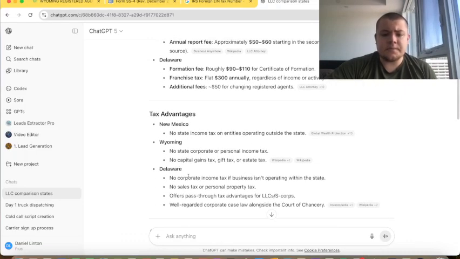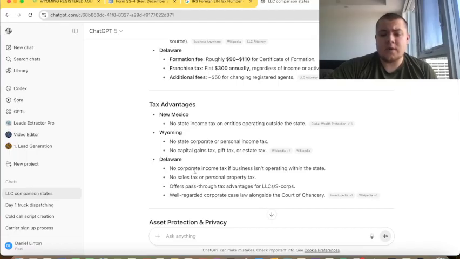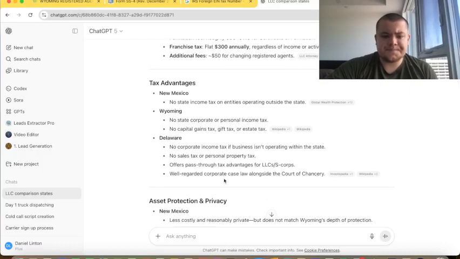Now, Delaware has no state income tax on entities operating outside of the state. Wyoming, no state, corporate, or personal income tax, which is nice. No capital gains tax, gift tax, or estate tax. You probably don't have to worry about this as a business, especially the estate tax. That's usually when somebody dies.